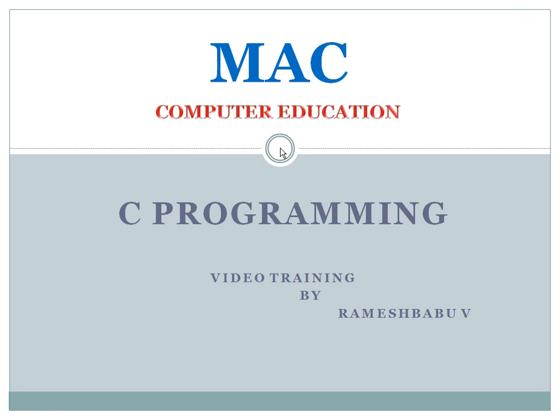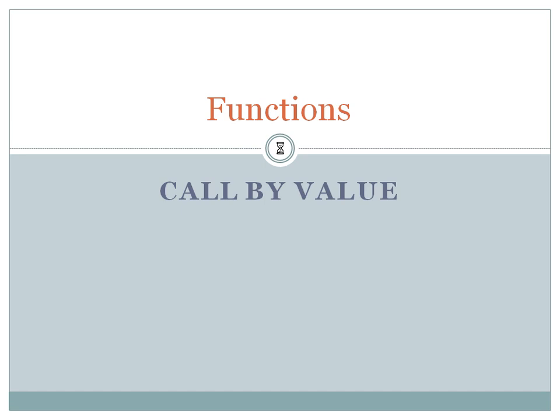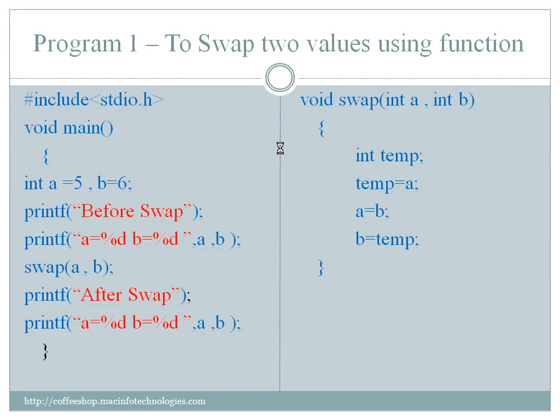This we have already done in the functions video, but we'll go through that again and see what's the problem in these programs. We'll see call by value first. So we have a program here. In this program we want to swap the contents of two variables. We have int a and int b. So after we call a function swap, the values in a and b must have been changed. But we'll see what exactly happens in this program.